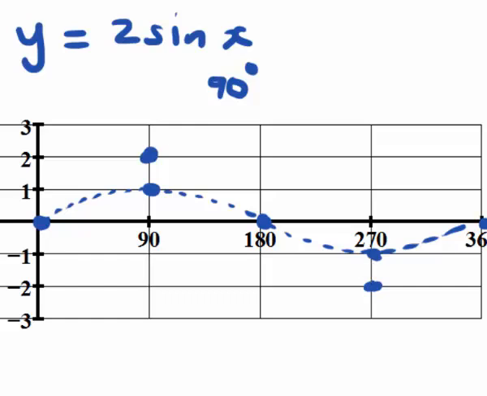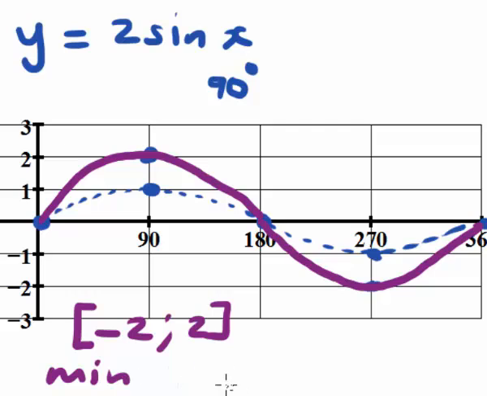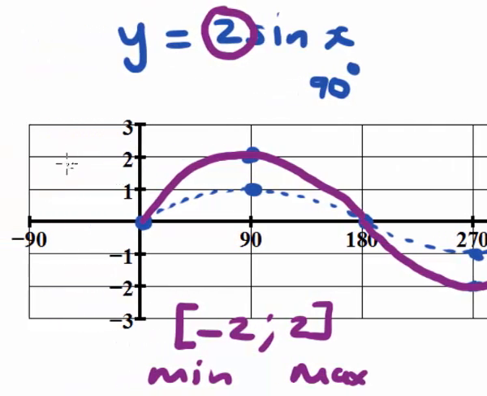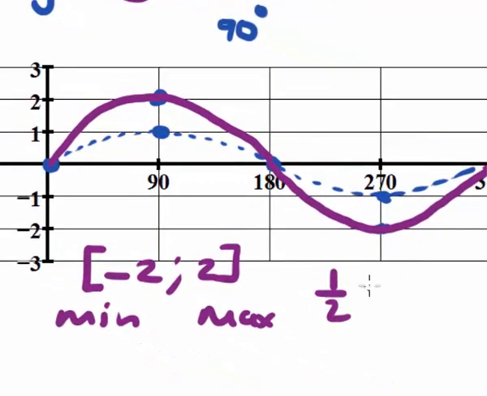So what actually happens with this graph is that it goes up at 90, down at 180, turns at 270, 360, but the range is from minus 2 to 2. That is your minimum at minus 2, your max is 2, and the amplitude is really that number there. What amplitude means is if you go from the maximum all the way down to the minimum, the distance is 4 units. If you halve that distance, you get the amplitude, which is 2.